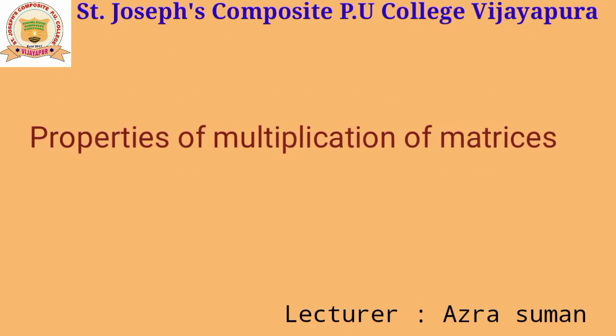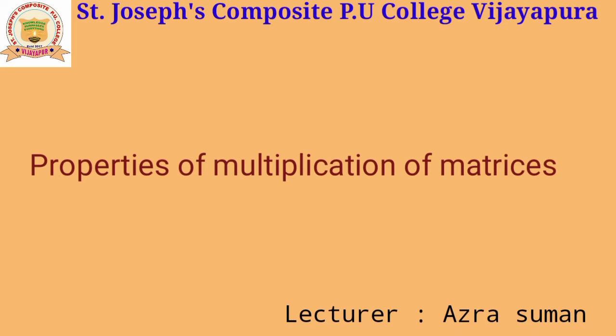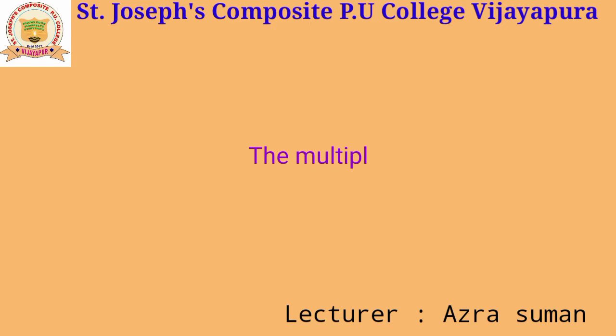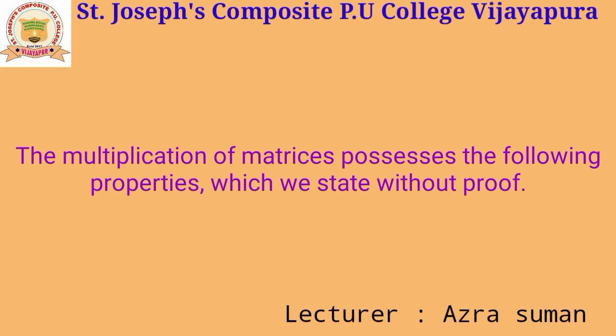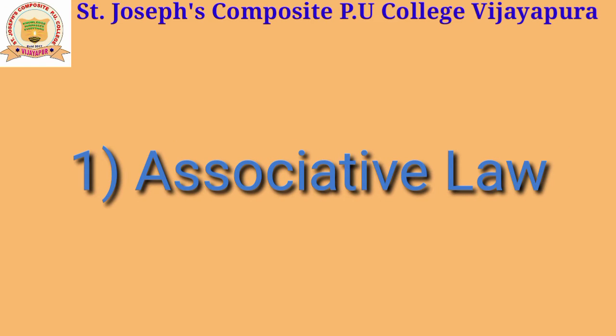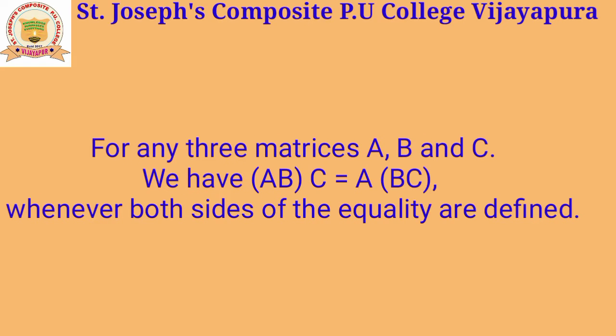Our next concept is properties of multiplication of matrices. The multiplication of matrices possesses the following properties which we state without proof. The first property is the associative law. For any three matrices, say A, B and C, we have (AB)C is equal to A(BC) whenever both sides of the equality are defined.